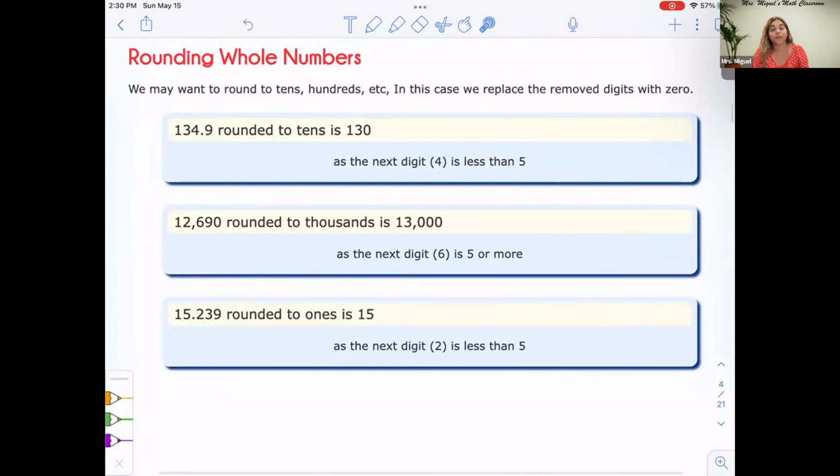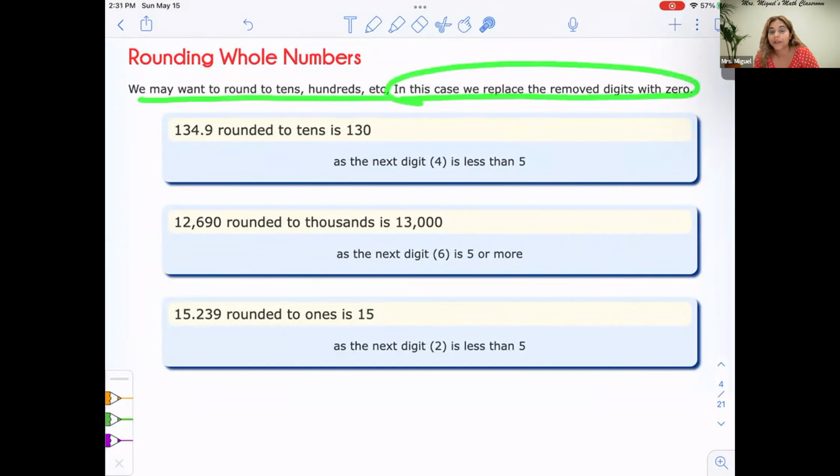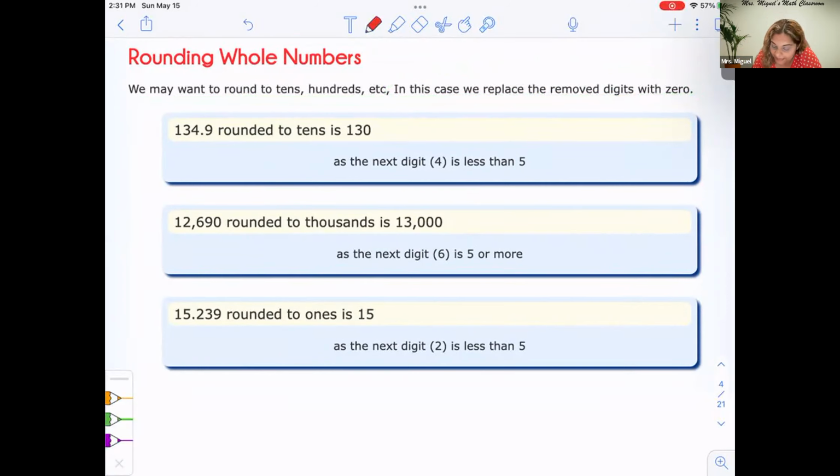Let us go to whole numbers. We may want to round off to the nearest tens, the nearest hundreds, or the nearest ones. In this case, we replace the removed digit with 0. And I cannot emphasize this enough. When you remove a digit, please replace it with a 0, especially for numbers before the decimal point. So let's look at this.